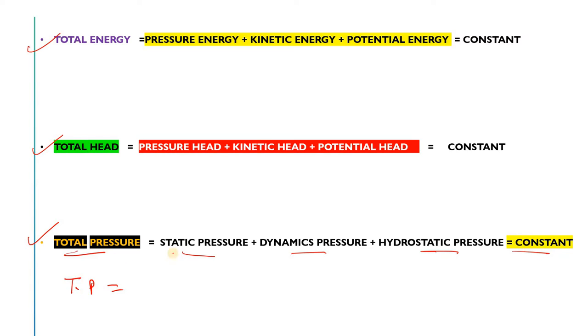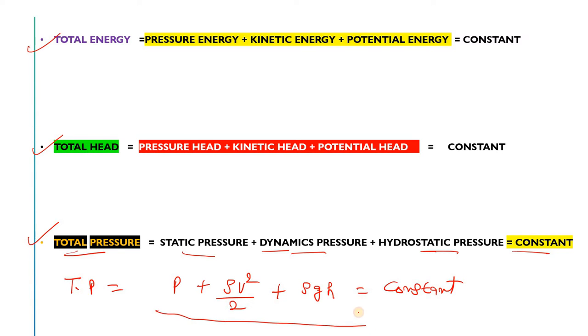What will be your static pressure? Your static pressure will be P. Then what will be your dynamic pressure? Dynamic means there will be some motion, and that pressure is with respect to velocity, so it is rho V square by 2. Then plus hydrostatic pressure, and we know the formula of hydrostatic pressure is rho g h. The sum will be constant. Are you getting my point?